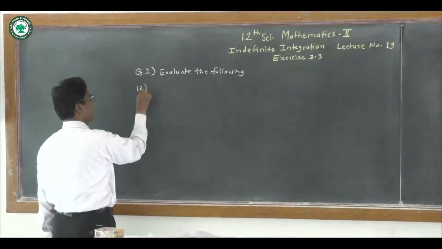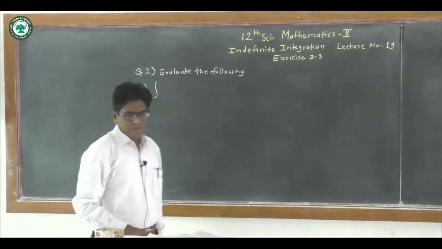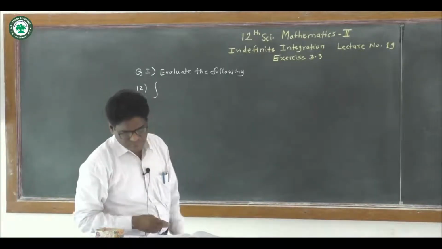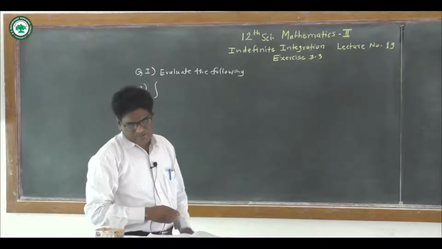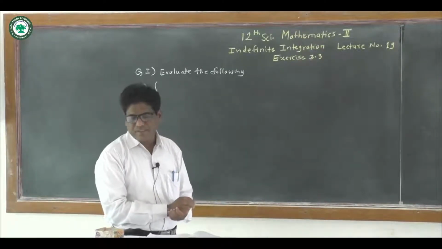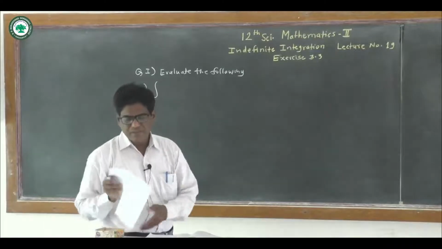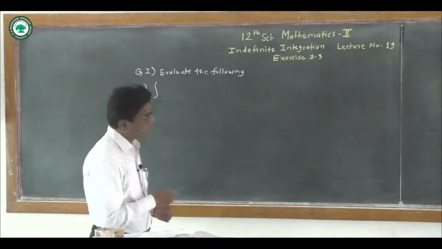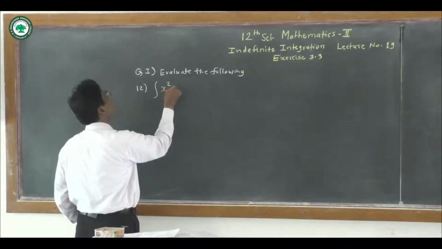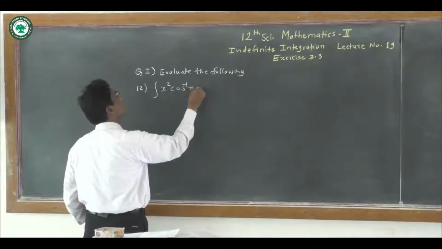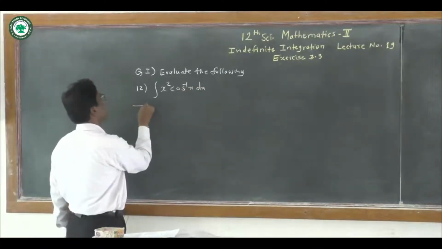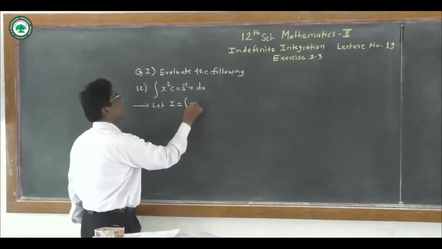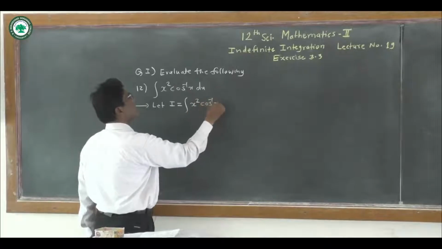And the 12th problem is integration of x square cos inverse of x dx. So firstly we call this as I. Let I be equal to integration of x square cos inverse of x dx.